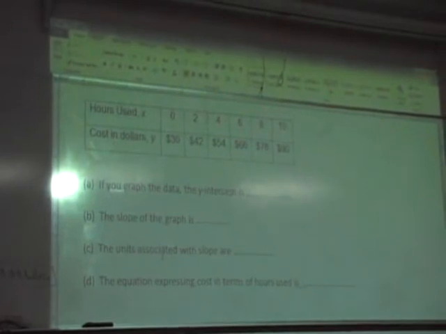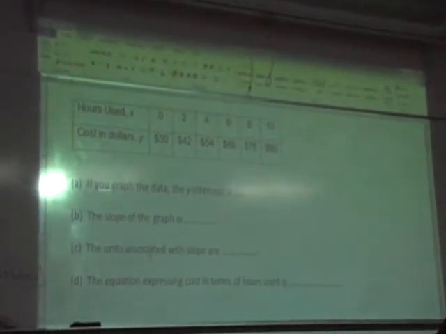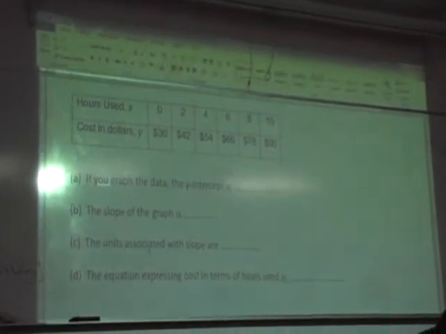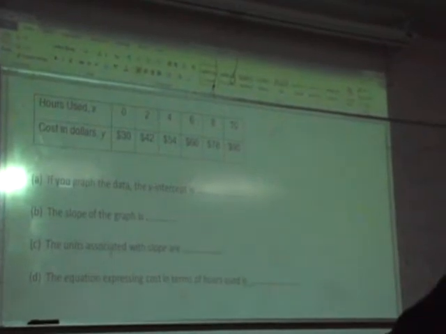In this particular case, hours used, cost in dollars, what would be the y-intercept? Notice I'm not asking you to graph it. I'm not asking you to graph it. I'm saying if you were to graph it, what would be the y-intercept?